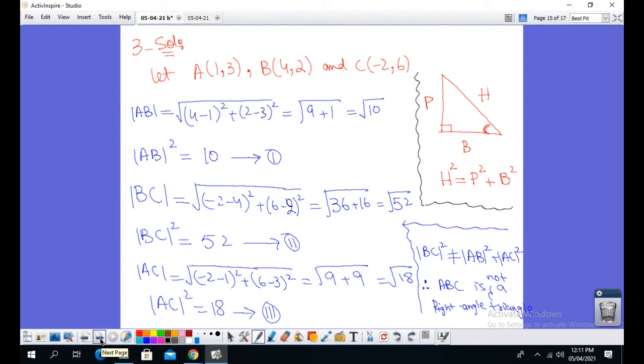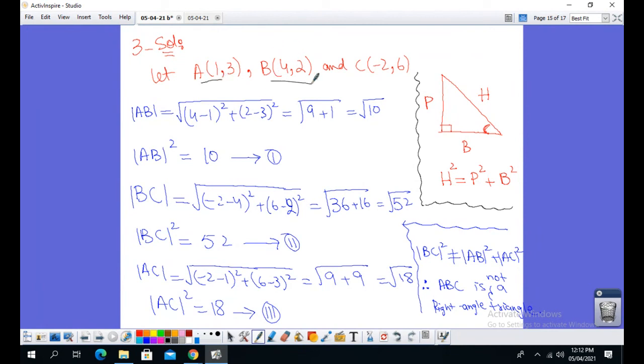Our next question: here we are to show whether these points A, B, C form a right angle triangle or not. As in the previous class, we studied that if the points A, B, C form a right angle triangle, then this relation holds. This relation is called the Pythagorean theorem or Pythagoras theorem. If this relation is satisfied, it becomes a right angle triangle. If this relation is not satisfied, it's not a right angle triangle.